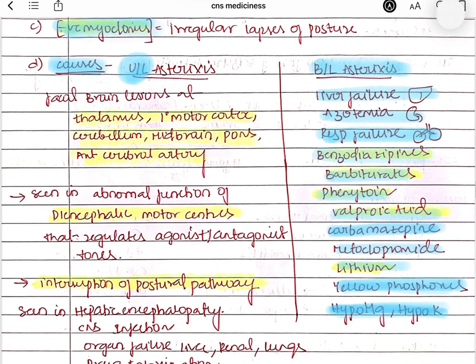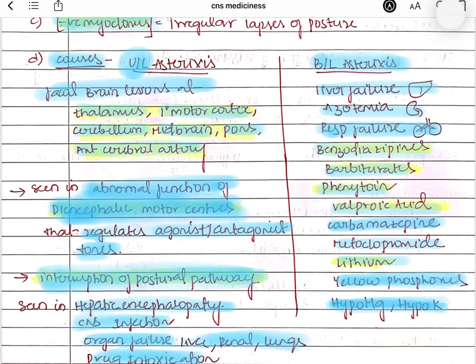It is seen in three conditions. One is focal brain lesions at different sites like pons, medulla, thalamus, primary motor cortex, cerebellum. The second is abnormal function of diencephalic motor centers, which regulate tone, right? And the third one, interruption of postural pathway, as in hepatic encephalopathy, CNS infection, organ failure, drug intoxication.